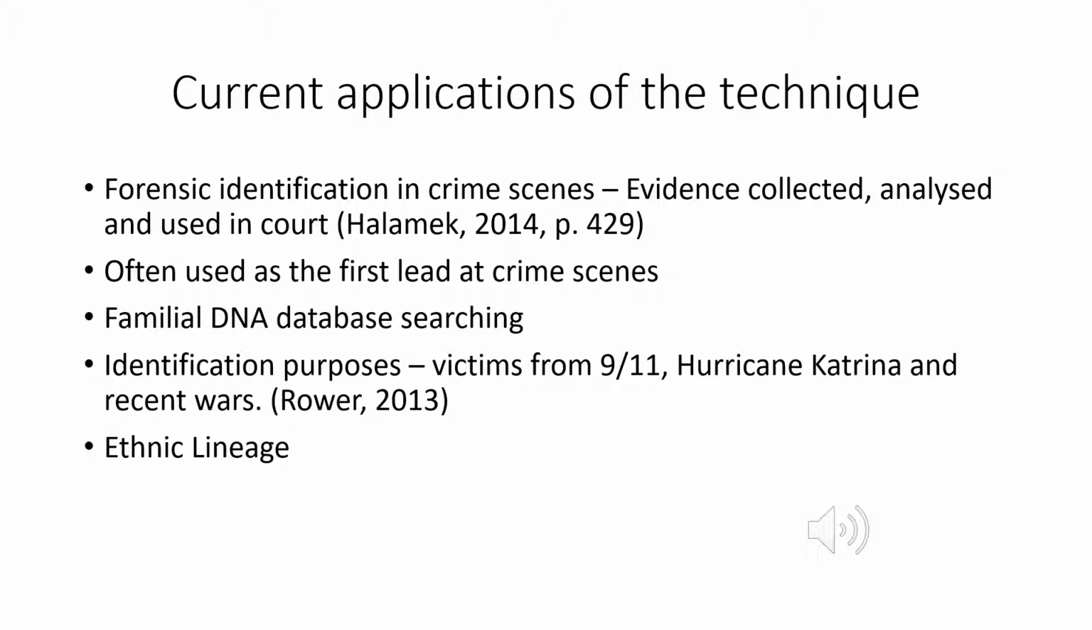This is also used for identification purposes. DNA identification using these methods have allowed victims of many disasters to be identified. For example, victims of the 9/11 terrorist attacks, people that have died in Hurricane Katrina, and also victims of recent wars. Perhaps not so much under the forensic banner, but still equally interesting, is the ability via DNA fingerprinting to track ethnic lineage. Many people are curious as to where they have come from, and they now have the abilities through these applications to find out.